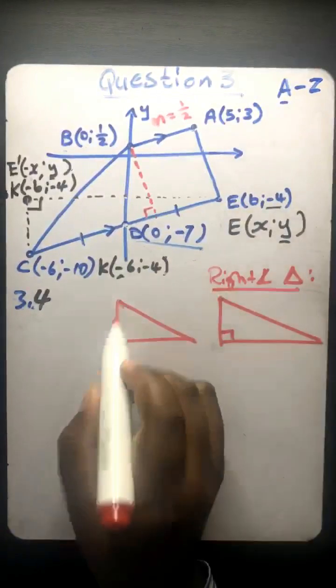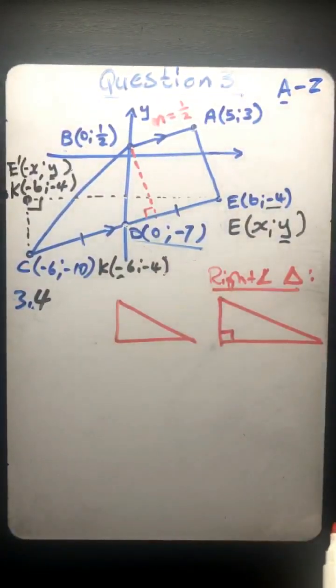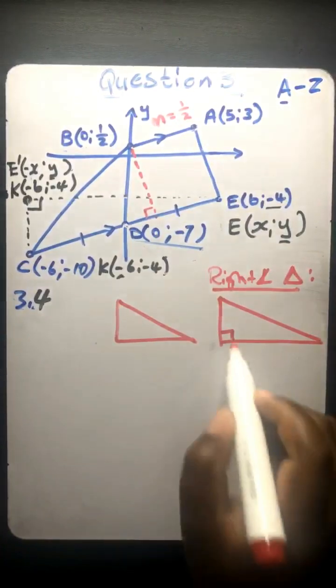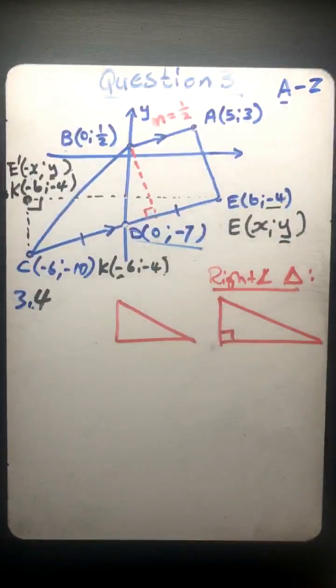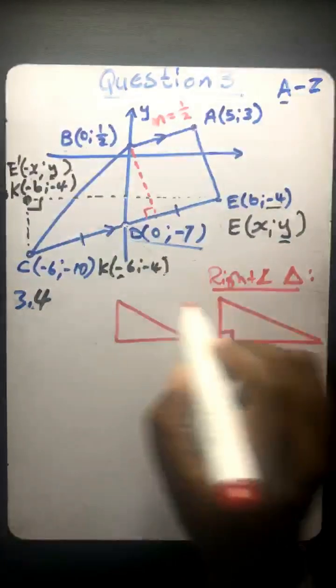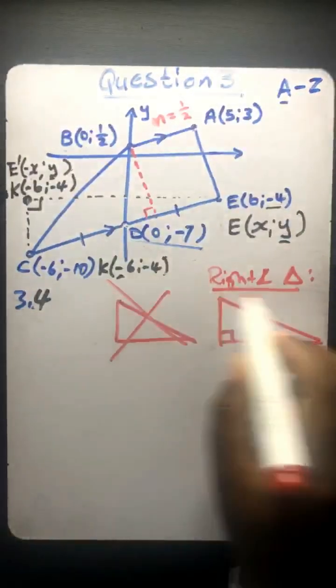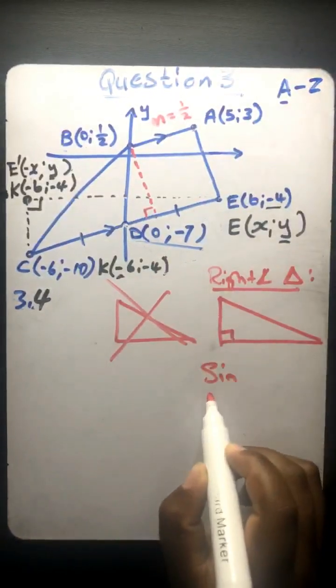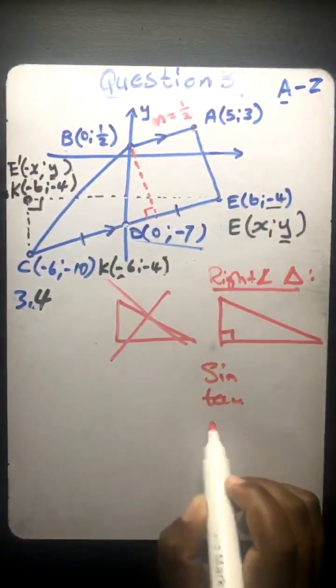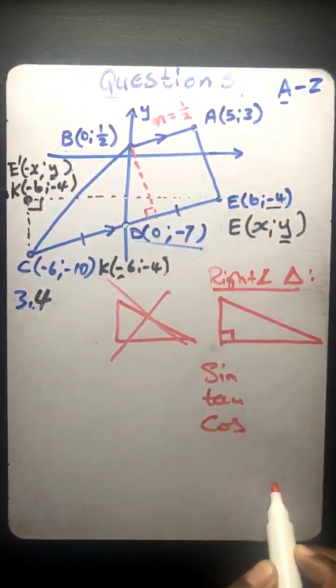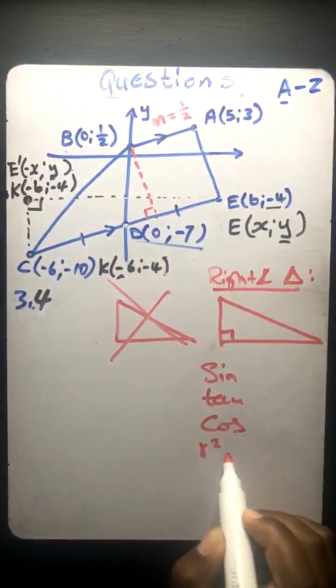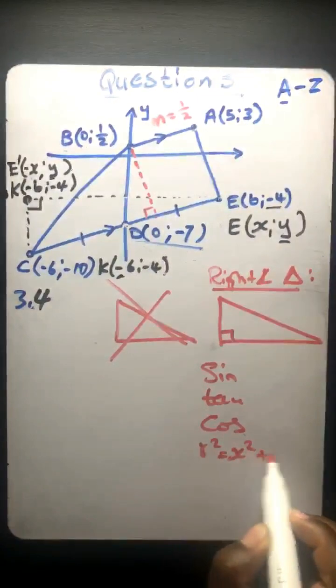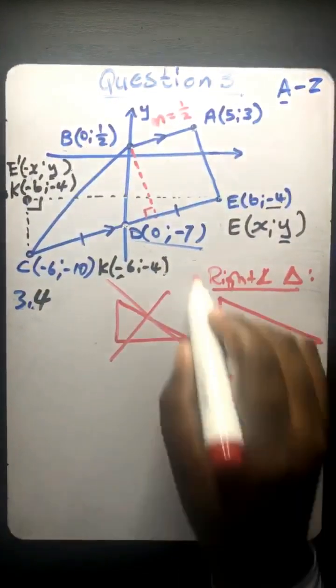This one is not a right-angled triangle, but it does look like one. But because it does not have that sign, it is not a right-angled triangle. So only if you have a right-angled triangle can you use these: sine, tan, or cos. And lastly, the theorem of Pythagoras.